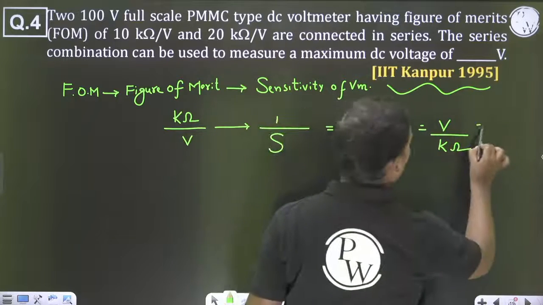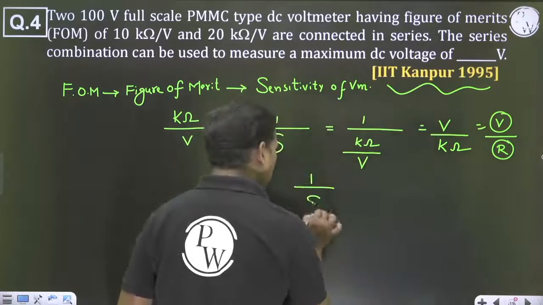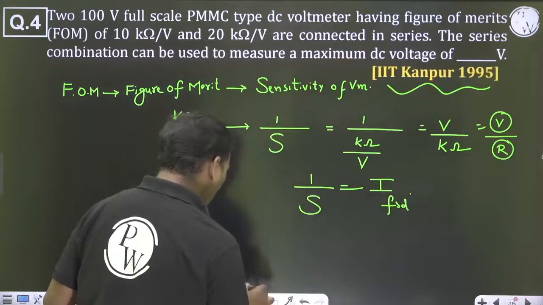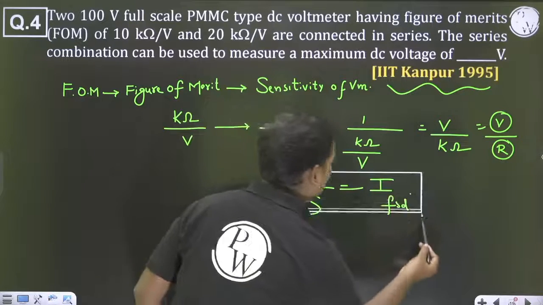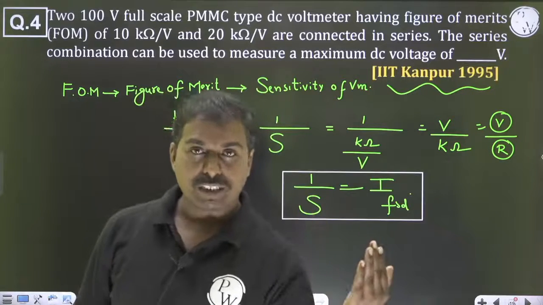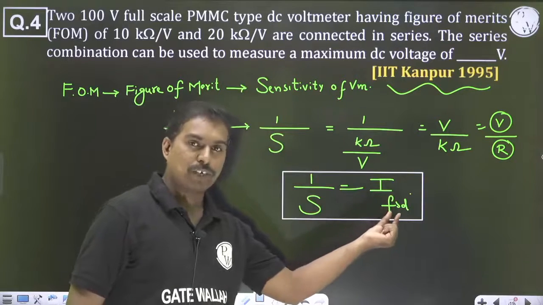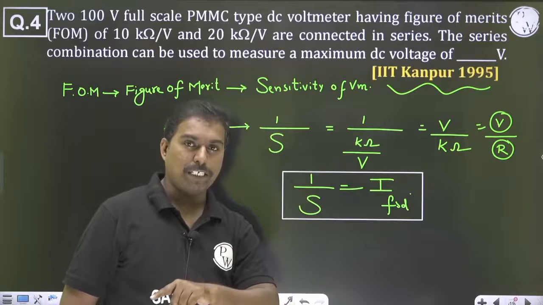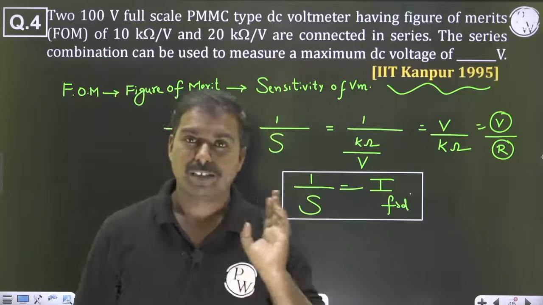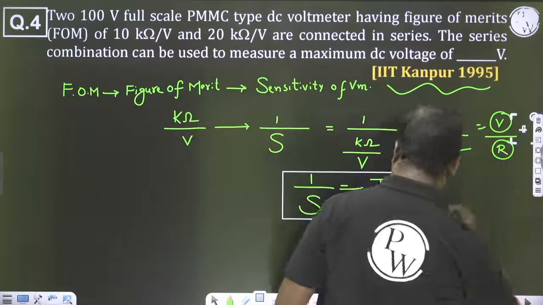You take this is the voltage unit, and this is the resistance unit. So that is nothing but current. So 1 by sensitivity is nothing but the full scale deflection current. That means how much resistance should be offered by the particular voltmeter to get the full scale deflection. When it deflects full scale, that full scale deflection current has to enter your voltmeter. What should be the resistance offered per unit voltage? That is what we call sensitivity.